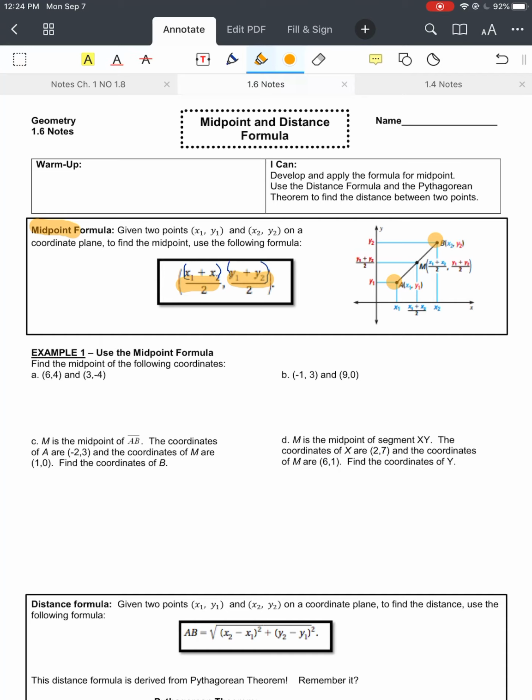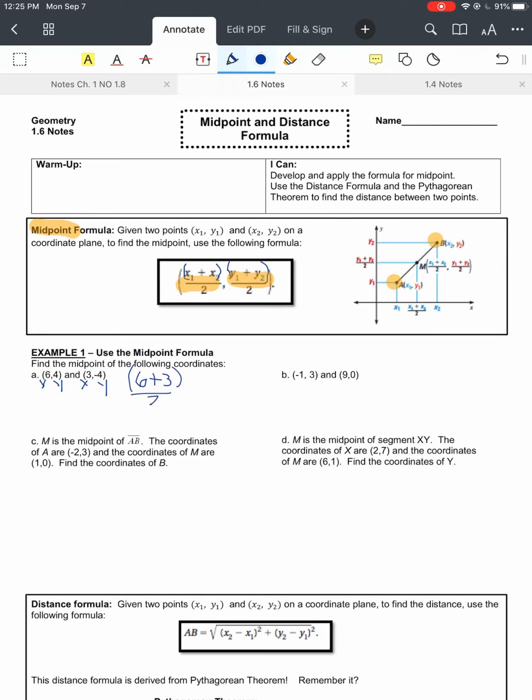All right, so let's go ahead and try an example. Find the midpoint of the following coordinates. Letter A, (6, 4) and (3, -4). So I'm just going to label my first x, or my first 6, as an x, and my 4 as a y, and then again, x, y. Order here really doesn't matter, so you could put the 1s and the 2s in if you want. You don't need to. So I first have to add my x's together, which are 6 and 3. So it's going to be 6 plus 3.